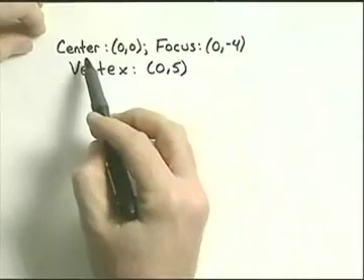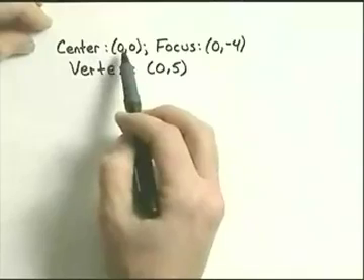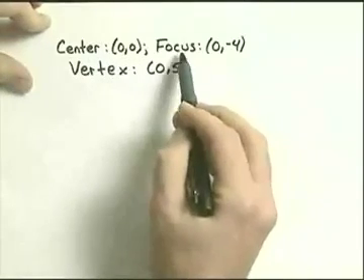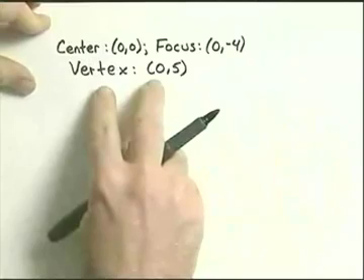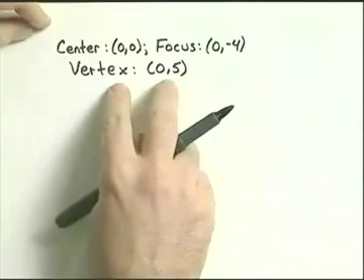We now give you some information about an ellipse, and from that information we identify the equation of the ellipse and then graph it. We're given that an ellipse has as its center 0, 0. We have a focus at the point 0, negative 4. We have the vertex at 0, 5.